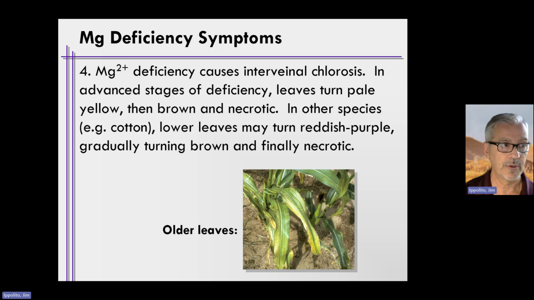So this occurs in older leaves. This tells you something about magnesium in terms of translocation within plants. You find the deficiency in older leaves, and that tells you that magnesium must be translocated from the older leaves to the newer leaves. That's unlike calcium, but it's certainly like nitrogen, phosphorus, and potassium.